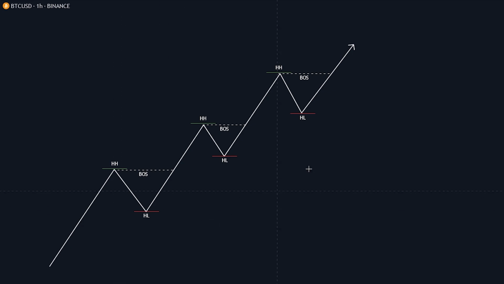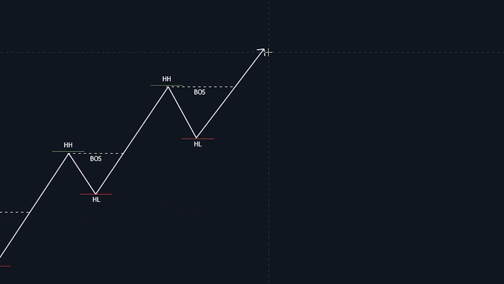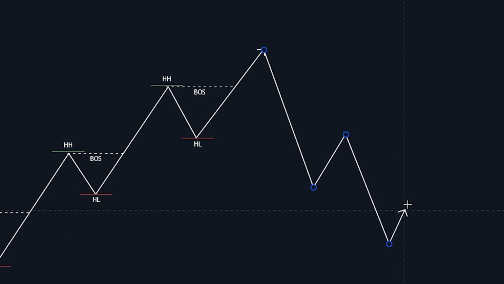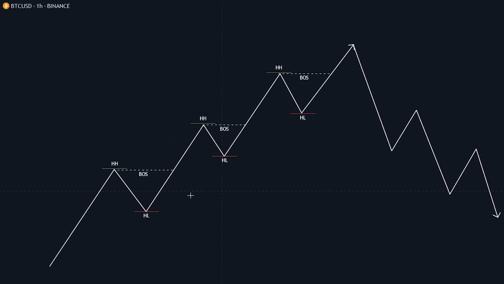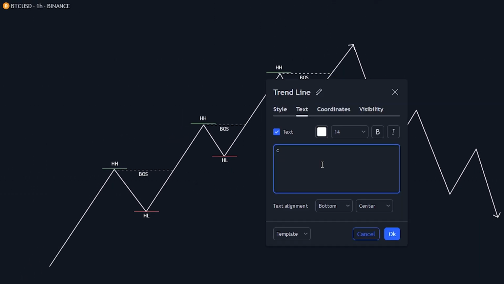After the bullish trend has played out, the price will eventually start moving in the bearish direction. If the price action breaks below the previous high or low, we consider this a CHoCH, which means that a change of character has occurred. Once the price action continues moving in the downward direction, making lower lows, every time a previous low is created, we consider this a bearish break of structure.